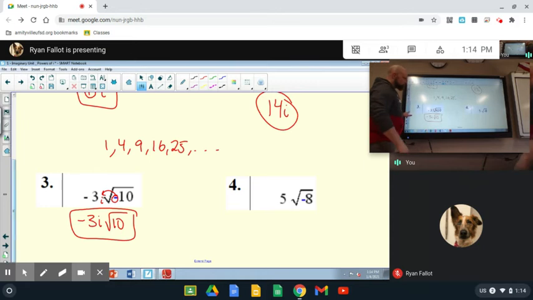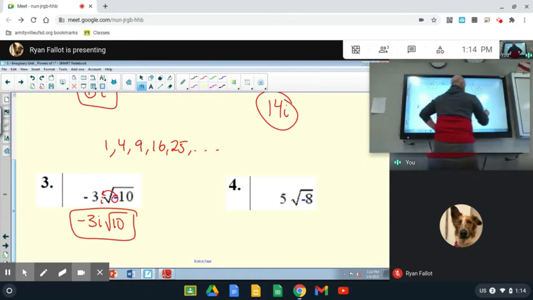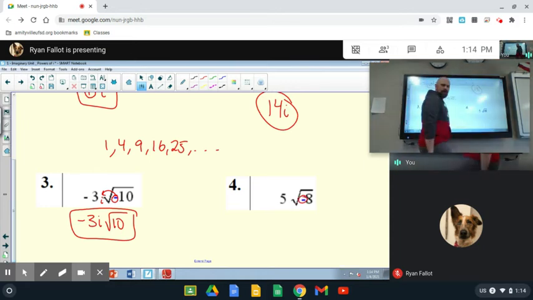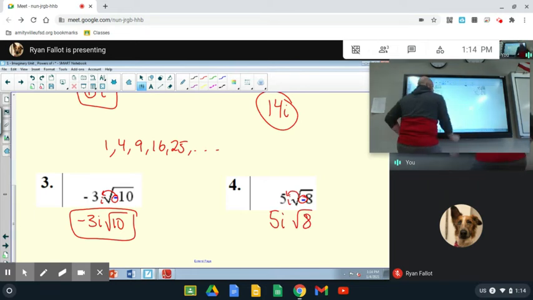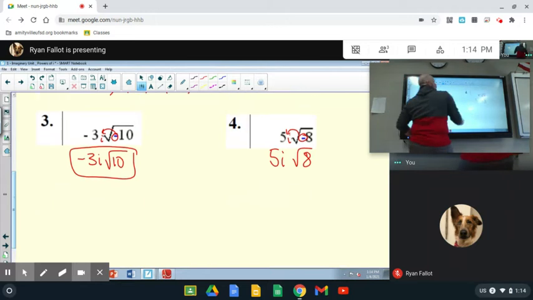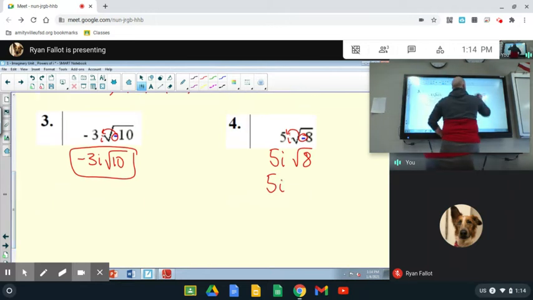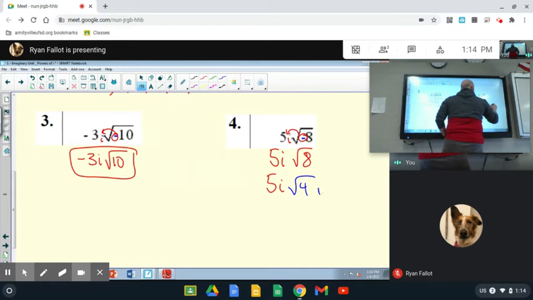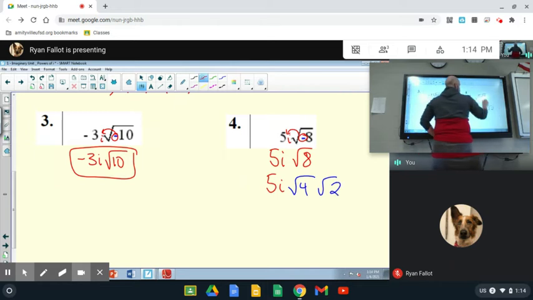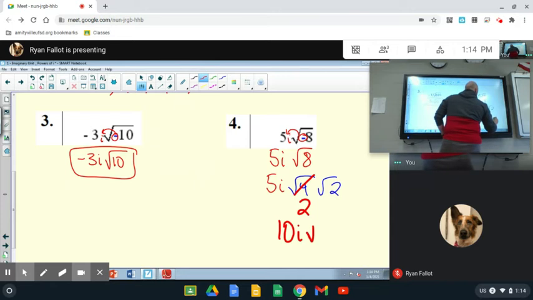For number 4, we've got 5 times radical negative 8. Again, we're going to take that negative that's in the radical, pull it out, and turn it into i. So you get 5i radical 8. And then we simplify the radical 8 just as we did in the radicals unit. We keep this 5i on the outside. We break up this radical 8 into radical 4 and radical 2. The square root of 4 is equal to 2. So you get 5i times 2 radical 2, which becomes 10i radical 2.